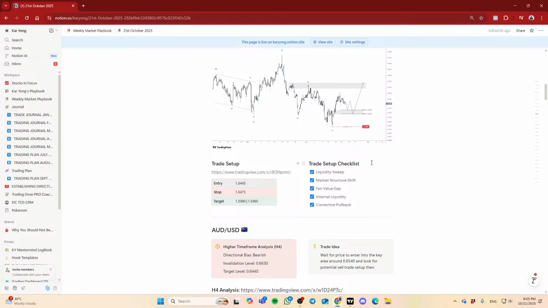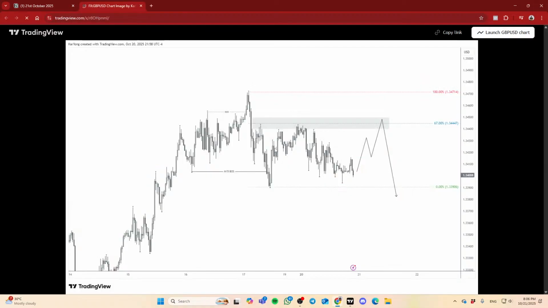Market structure shift, which you can call break of structure or change of character. Then we have the FVG, which is fair value gap, and then the internal liquidity as well as corrective pullback, right? So I'm just gonna click into this and show you as an example.